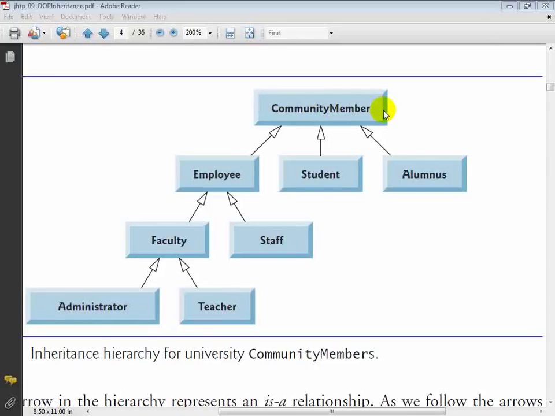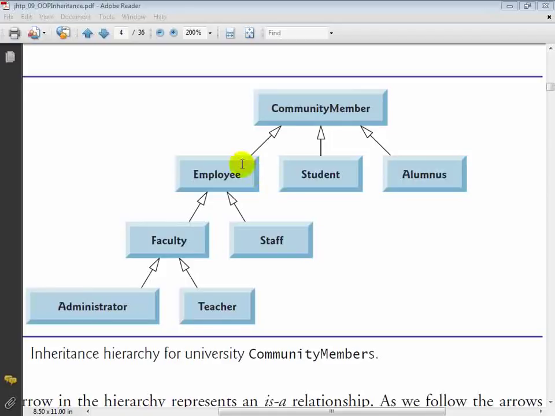So basically, in a university community, everybody who's part of the community is considered to be a community member. But there's also specific types of community members. For example, there's employees of the university, there are students, and there are alumni of the university as well, and all of them are considered to be community members.